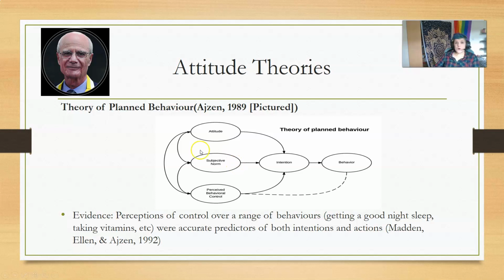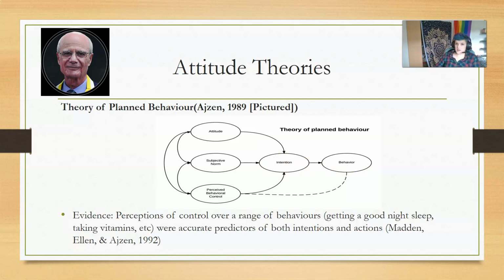The subjective norm is perhaps that other people do drink less. And my perceived behavioural control is perhaps that I could drink less. I think that that might be something I'm able to do. And so these influence my intention to drink less, and then my behaviour is that I drink less.